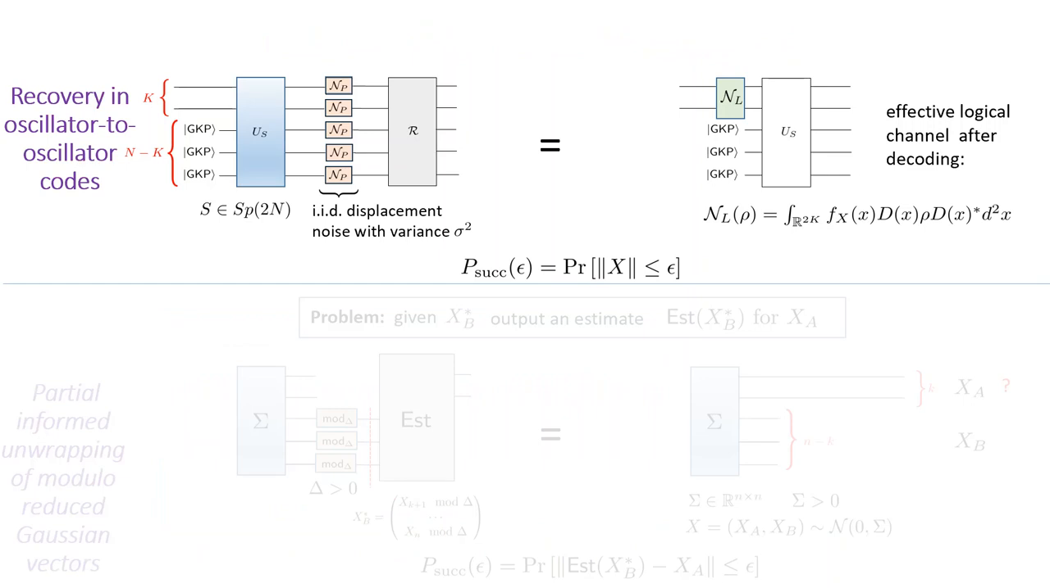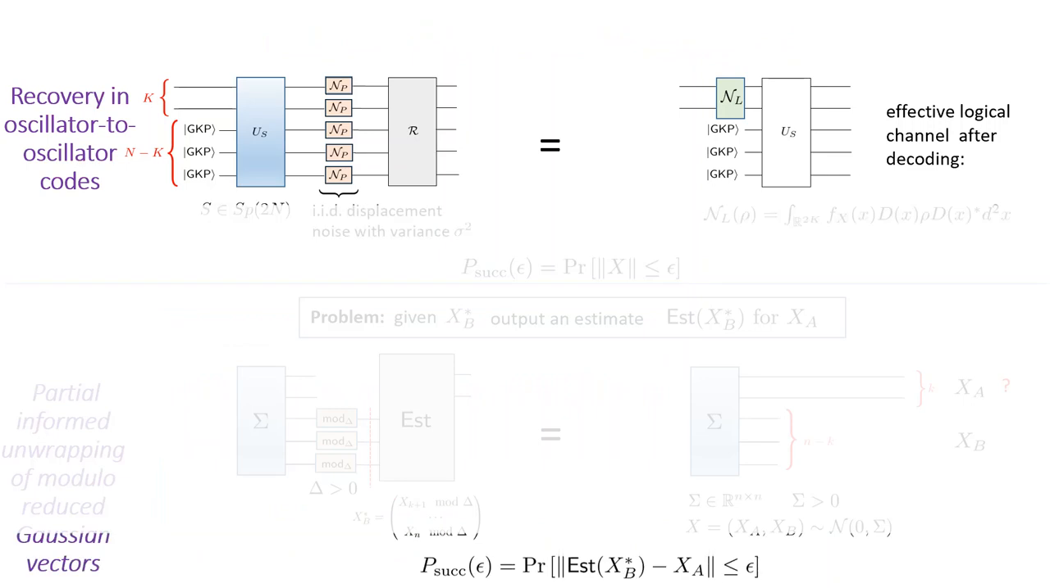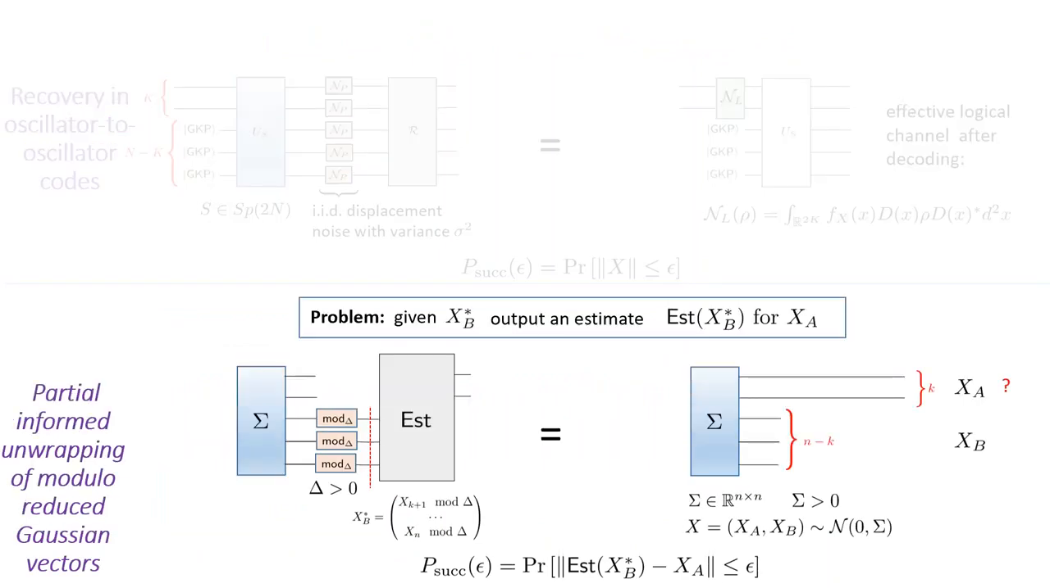In the remainder of this talk, I will try to convey some of the main ideas of the proof. The first observation is that this problem of recovery in oscillator-to-oscillator codes is closely related to a classical estimation problem, which we call partial informed unwrapping of modulo reduced Gaussian vectors. In this problem, we are trying to recover the first k entries of a random Gaussian vector from the remaining n-k entries. More precisely, we only get access to a modulo reduced version of the latter. By this I mean that every entry is only given modulo some parameter delta.